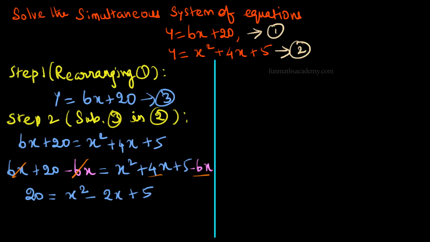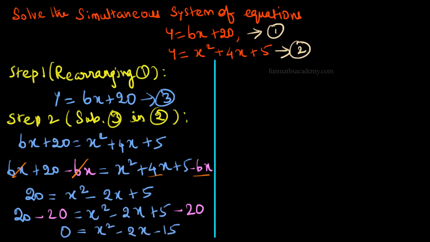By subtracting 6x from 4x, we will get minus 2x on the right hand side. To remove the constant 20 from the left hand side, we are going to subtract 20 on both sides. And so we will get 20 minus 20 is equal to 0 on the left hand side. On the right hand side we will get 5 minus 20 which is equal to minus 15. And so we finally got the quadratic equation to be x squared minus 2x minus 15 is equal to 0.